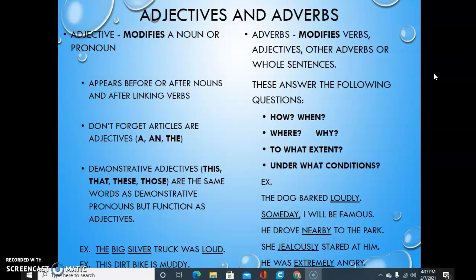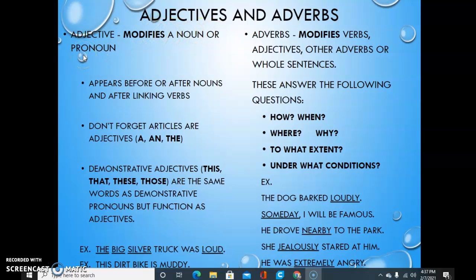Remember, in past weeks, we have looked at nouns and pronouns. Last week, we tackled verbs. And again, this week, we're going to tackle the modifiers. So let's start with adjectives. What exactly is an adjective? Well, if you take a look according to the definition, an adjective modifies a noun or a pronoun.